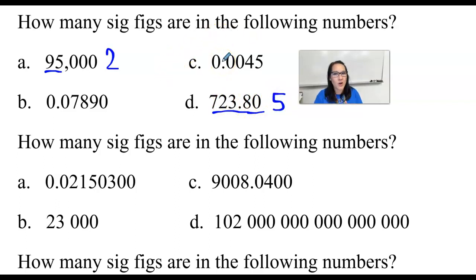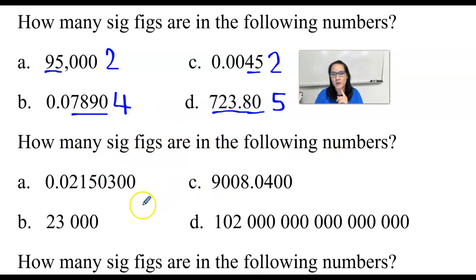Okay, zeros in front are never significant. So none of these 3 zeros in the front of the number are significant. Only the 4 and the 5. So this has 2 significant figures. Over here, zeros in front do not ever count as significant. 7, 8, and 9 are significant. And then that is a 0 on the end and there's a decimal present. So it counts as significant. So this has 4 significant figures.